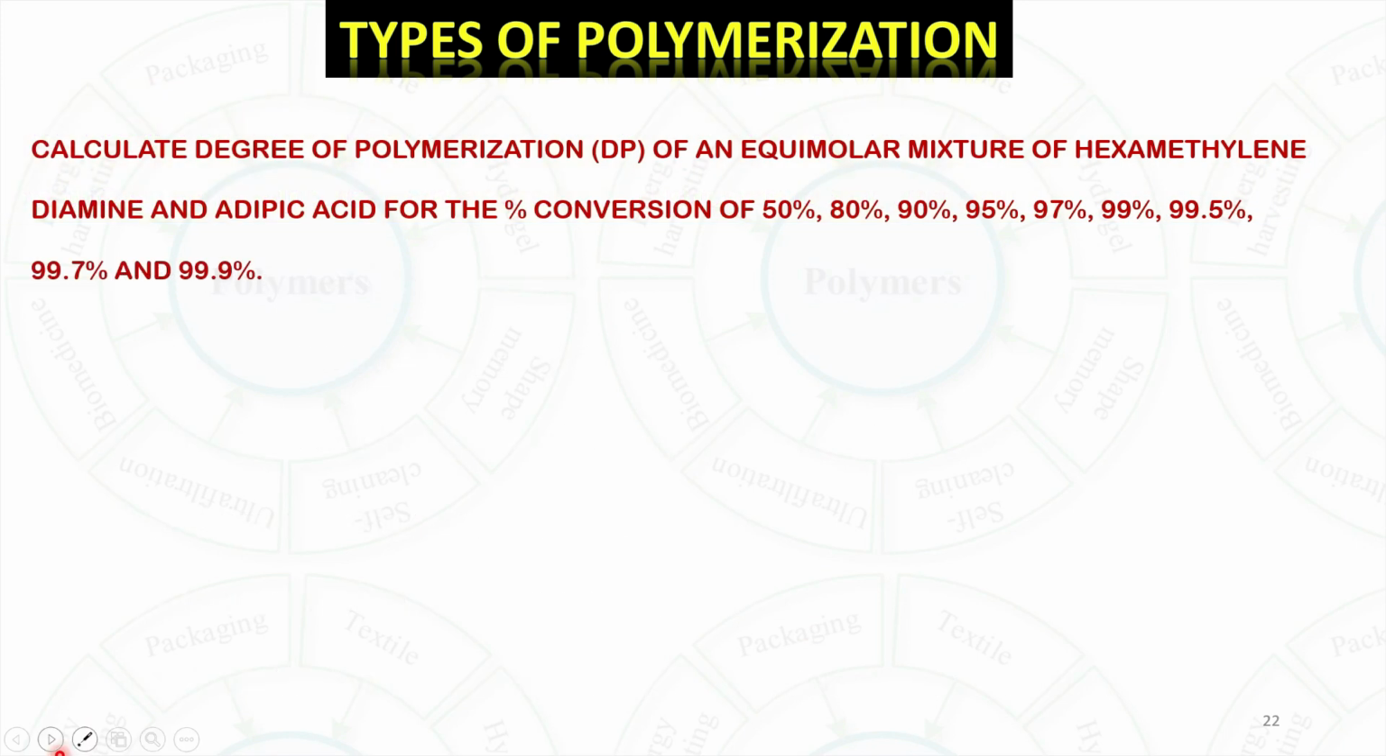Now moving further, you can see here, calculate the DP, that is degree of polymerization, of an equimolar mixture of hexamethylene diamine and adipic acid, for the percentage conversion, that is the extent of the reaction, of 50%, 80%, 90%, 95%, 97%, 99%, 99.5%, 99.7% and 99.9%, right? We'll see this with the help of a numerical.